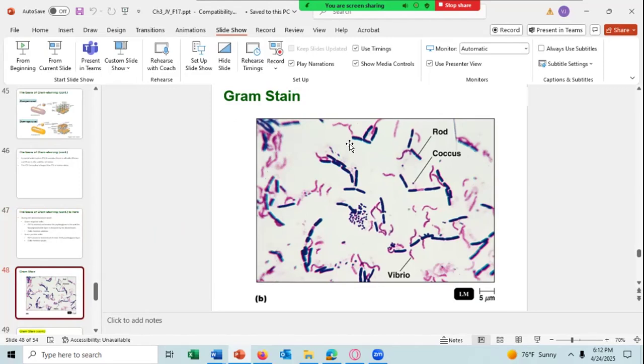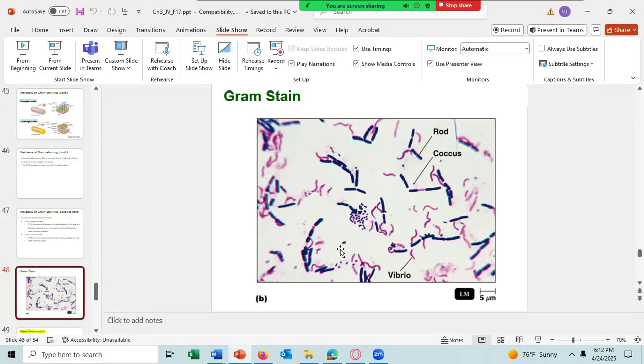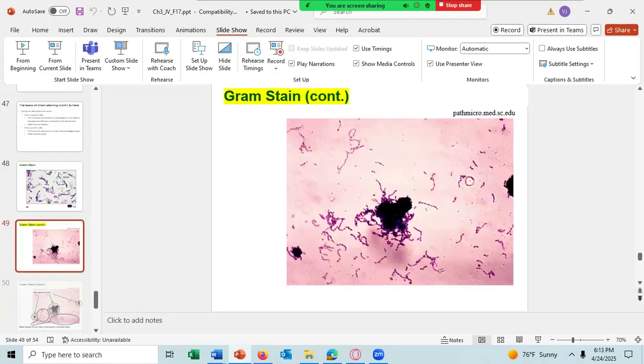I forgot the name. Anyways, there's a Gram-positive coccus. Another coccus. There's a vibrio, a half of a spiral shown there. Any question about any of that?